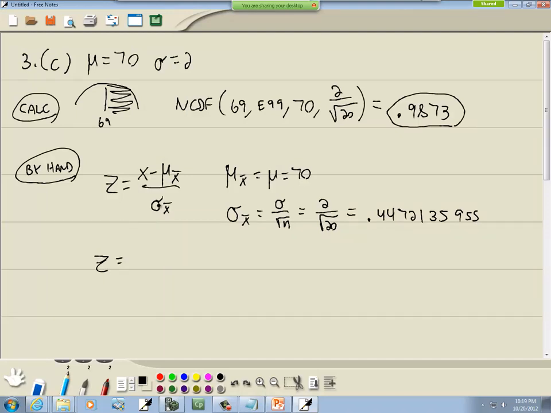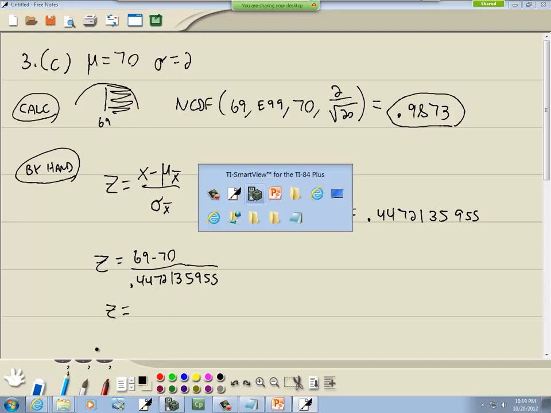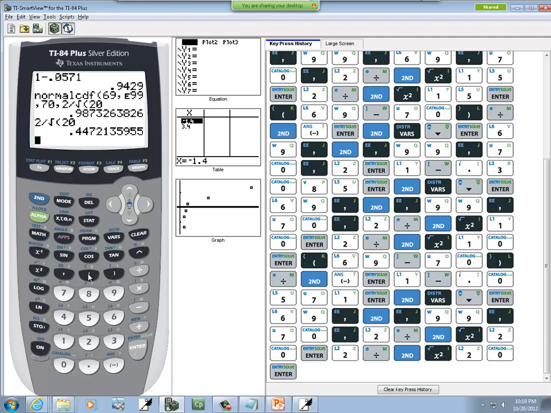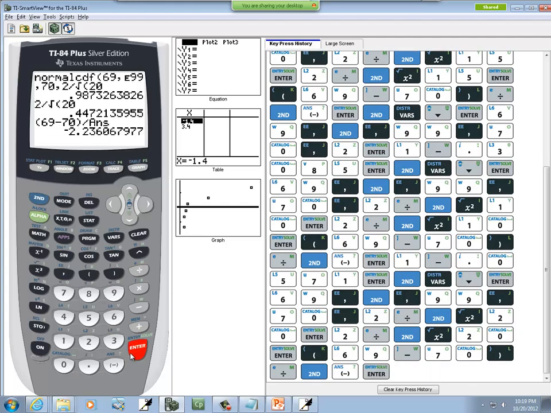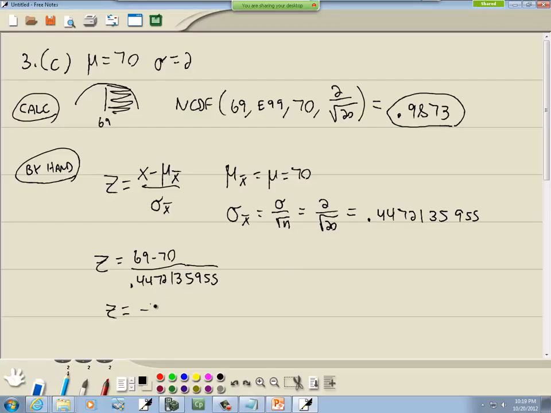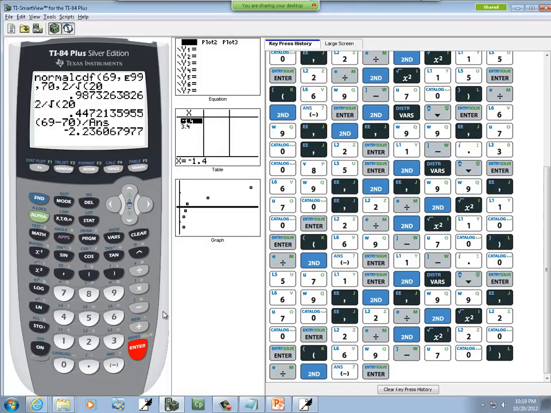So we'll plug all those into our formula here. Z is 69 minus 70 over 0.44721 35955, which gives us 69 minus 70, closing parentheses, divided by the previous answer, so second divide, enter, negative 2.24, rounded to 2 decimal places.